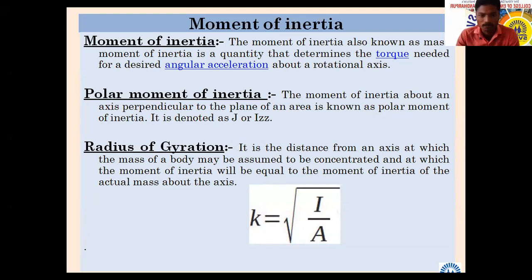Then polar moment of inertia. Maybe in your mathematics 1 or mathematics 2 you may come across polar terms, r and theta. Here it is different. What is polar moment of inertia? The moment of inertia about an axis perpendicular to the plane of area is known as polar moment of inertia. This word, perpendicular, is most important.